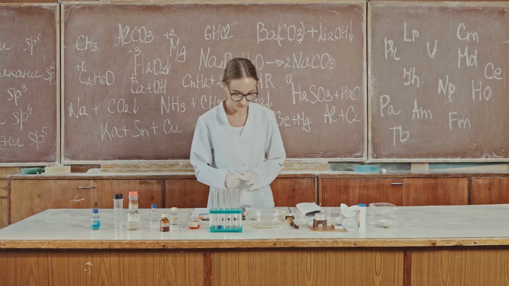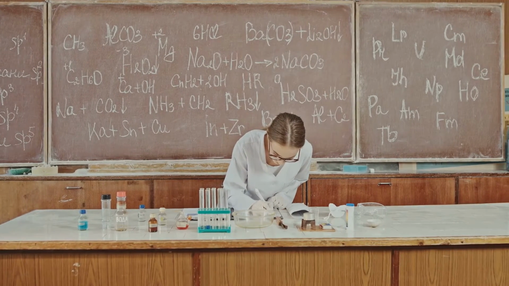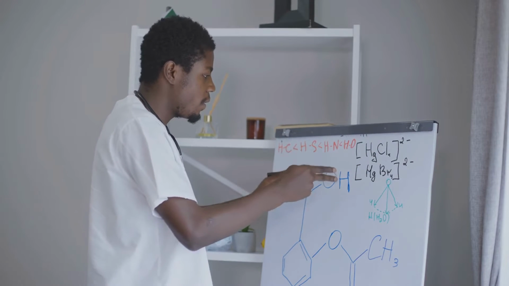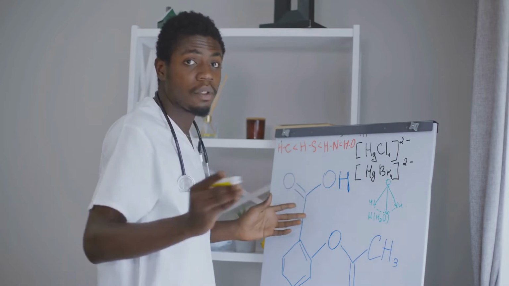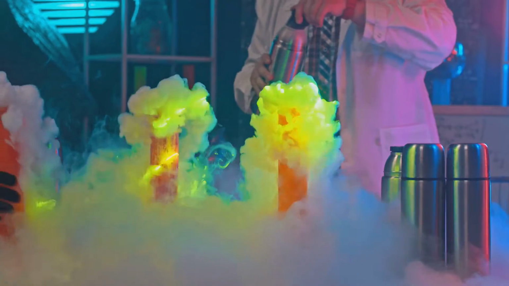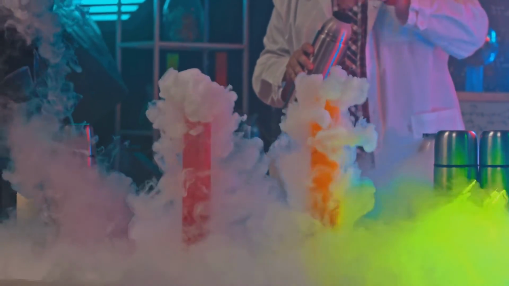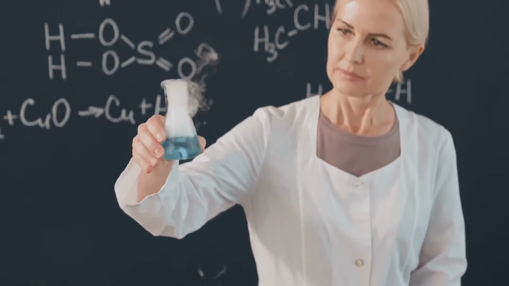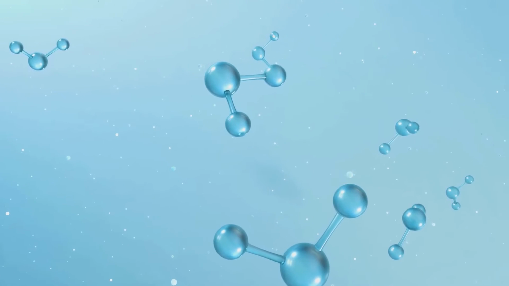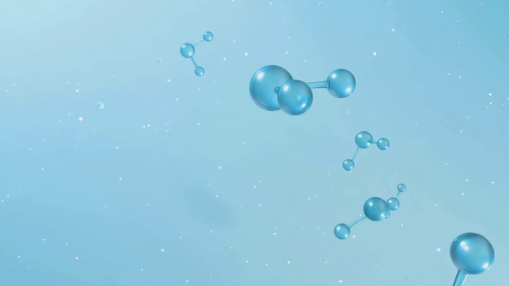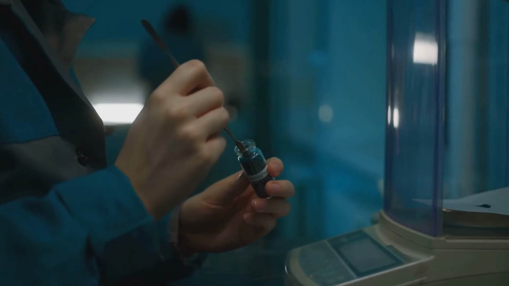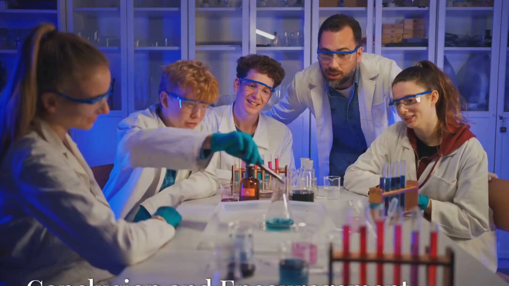Another important concept to understand in chemistry is the idea of conservation of mass. This principle states that the total mass of the reactants in a chemical reaction is equal to the total mass of the products. In other words, matter cannot be created or destroyed in a chemical reaction, it can only change form. So, when we look at our reaction between hydrogen and oxygen to form water, we can see that the total mass of the hydrogen and oxygen atoms before the reaction is equal to the total mass of the water molecules after the reaction. This is a clear example of conservation of mass in action.